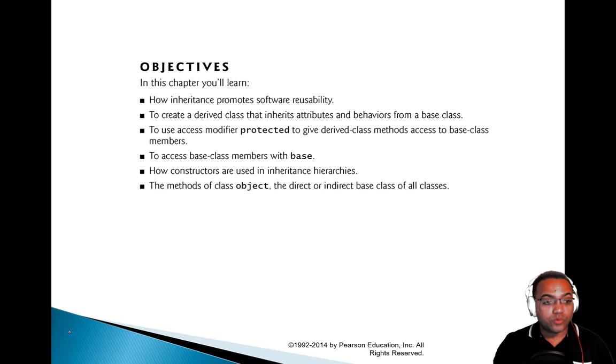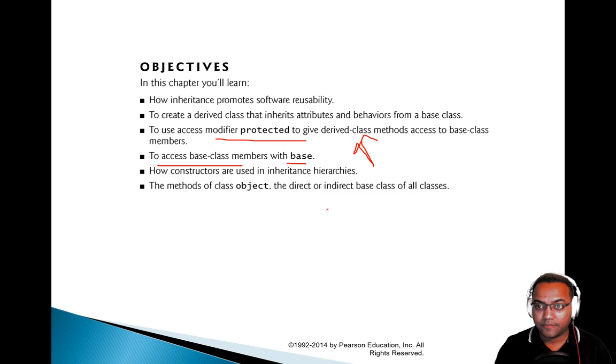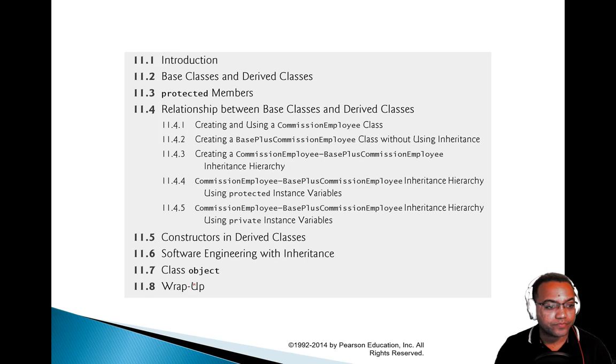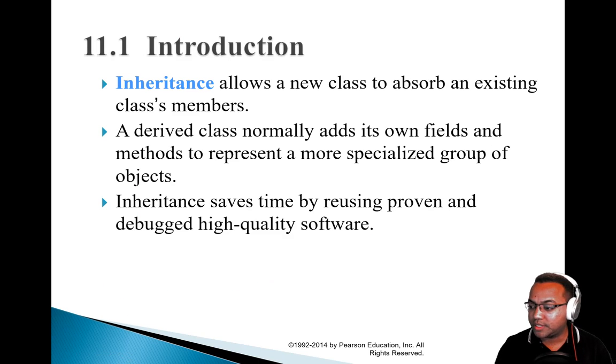So in this chapter, we're going to learn how inheritance promotes software reusability. We're going to learn how to create a derived class that inherits attributes and behaviors from a base class. We're going to use access modifier protected to give derived class methods access to base class methods. We are going to learn how to access base class methods with the base accessor. We're going to learn how to use constructors in inheritance hierarchies, and we're going to learn about the methods of a class object and the direct base class of all classes. And this is a little outline. So hopefully you grabbed your tea, coffee, or whatnot, and we're going to jump right in.